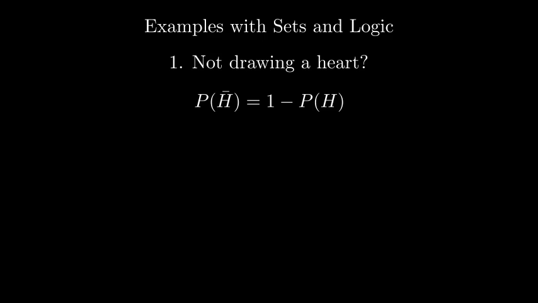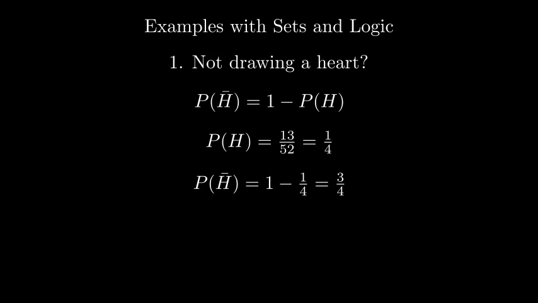There are 13 hearts in a 52-card deck, so the probability of drawing a heart, P(H), is 13 out of 52. The probability of drawing a heart is 13 over 52, which simplifies to 1/4. Therefore, the probability of not drawing a heart is 1 minus 1/4, which is 3/4. This makes sense as there are 3 other suits, each making up 1/4 of the deck.